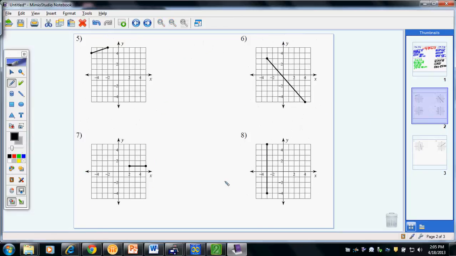Let's go to the graphs. Okay, so the graphs here we're going to use, we can go ahead and pull the points. All right, so let's say we looked at the ordered pair for number 5. So the ordered pair for this point is going to be negative 5, 4.